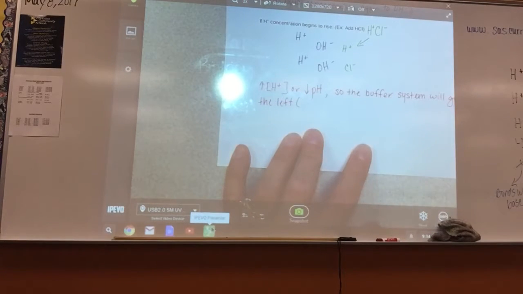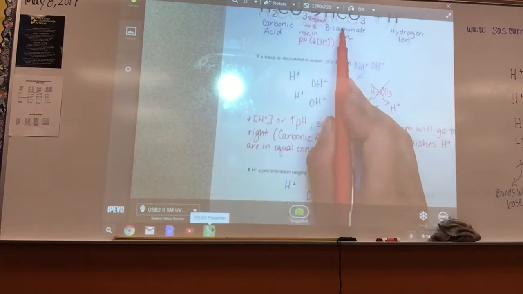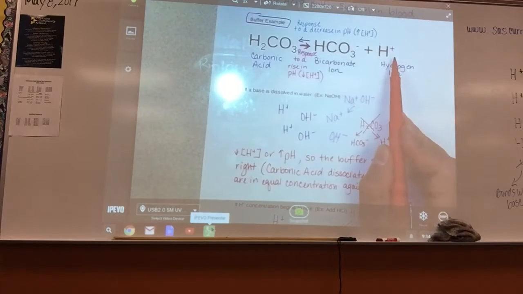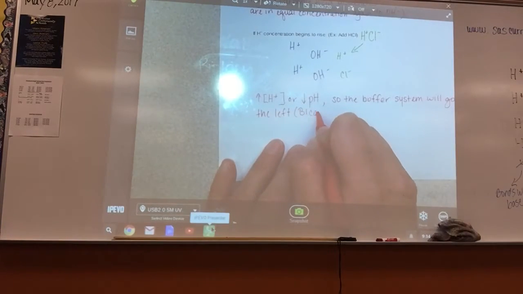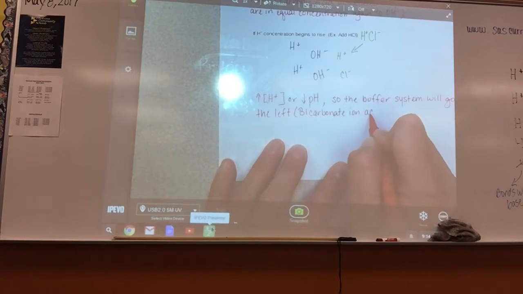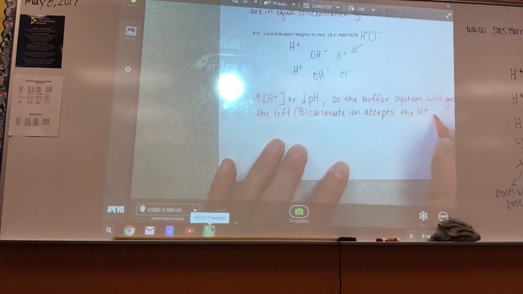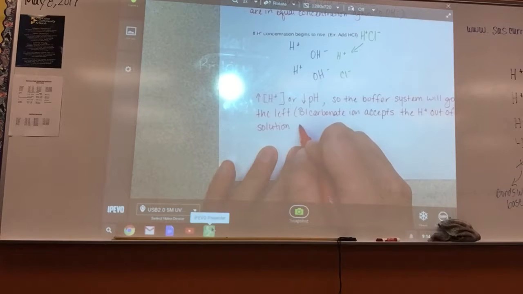And what happens when it goes to the left? We write it in words. So we have the bicarbonate ion accepts the H pluses out of the solution. All right, so bicarbonate ion, out of the solution. And then they will become equal.